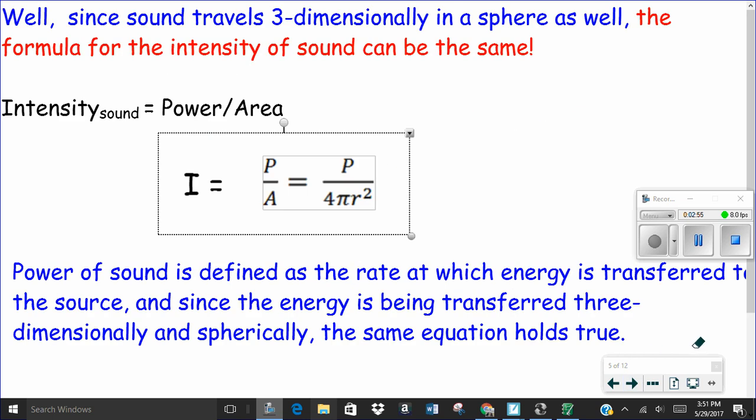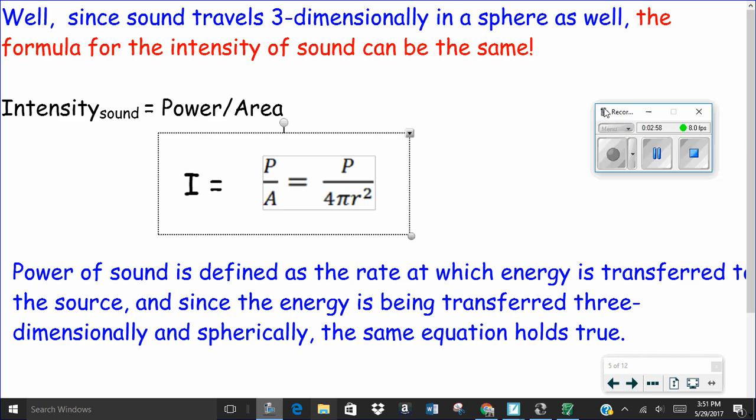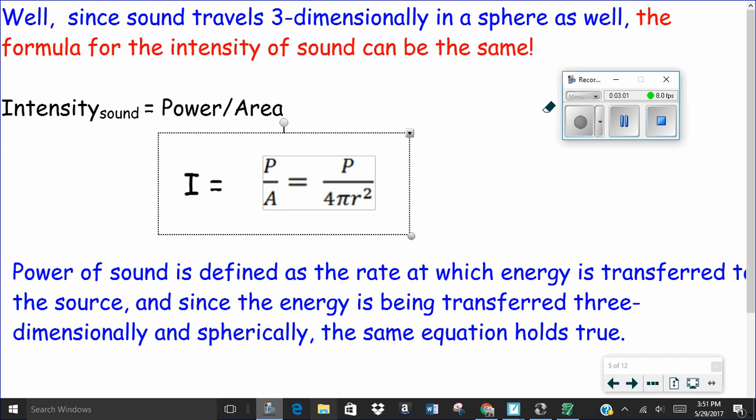So here's that equation again. Intensity of sound in this particular case is the power of the disturbance that originally created that sound, divided by the area. And since the sound wave is leaving in a spherical manner, area can be found by 4 pi r squared. So please write this equation down in your notebook. Keep that, and you are now going to be able to figure out the intensity of any sound if you know the distance or you know the power.